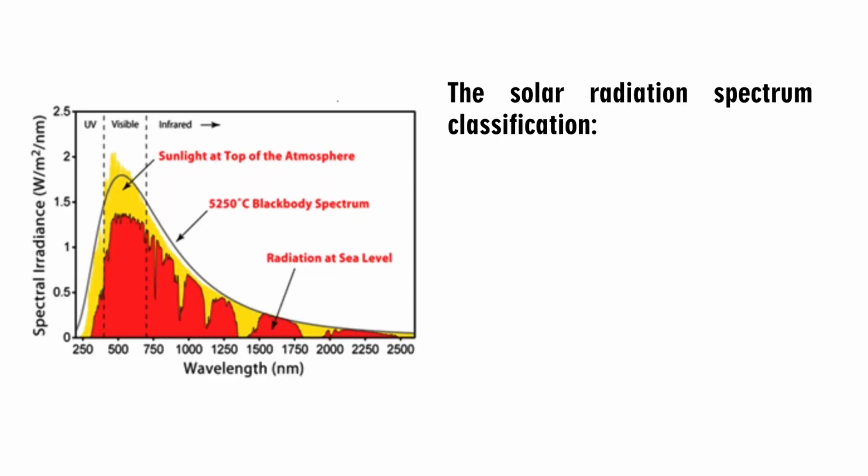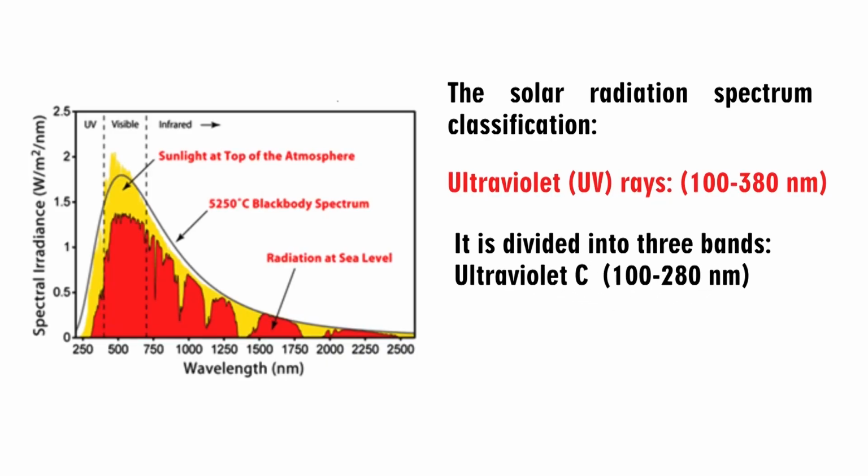Dear learner, now we will understand the solar radiation spectrum, which can be classified depending on the wavelength, or you can say the type of the light. So first is ultraviolet rays. It covers the wavelength range of 100 to 380 nanometer on the solar spectrum. It is invisible to the human eyes and has the most serious effect on the skin in the form of sunburn. It is divided into three bands.